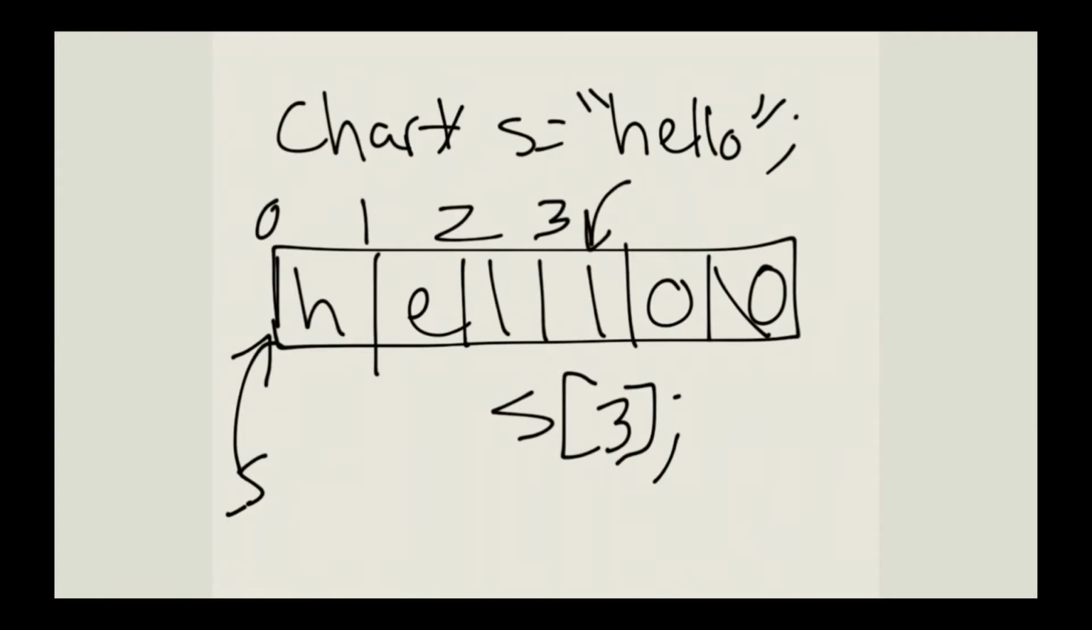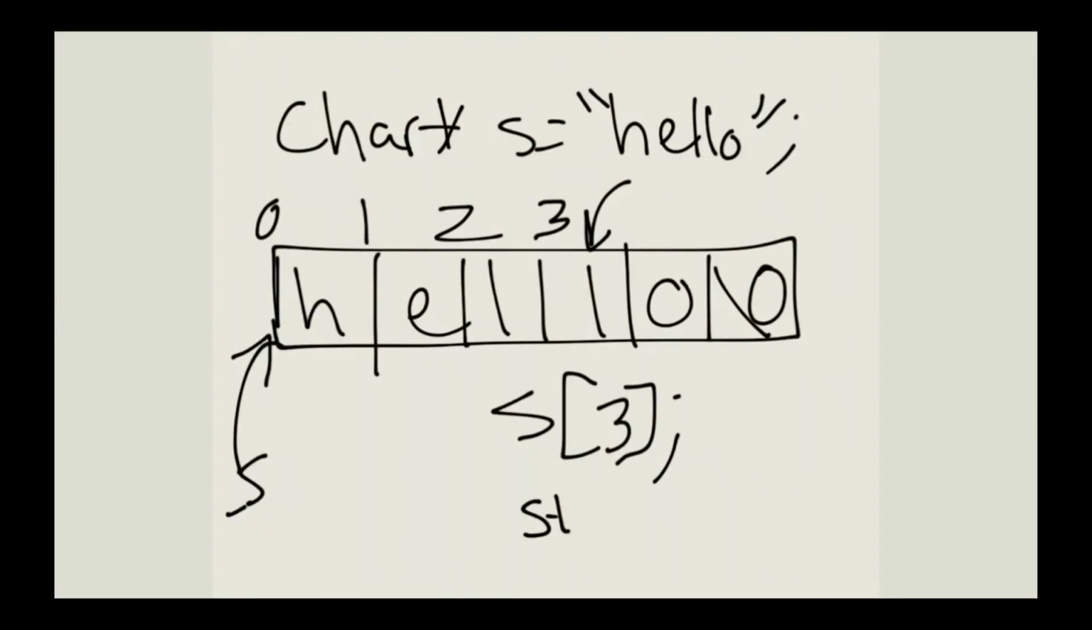And we could reach the same value by doing s plus 3 in parentheses, and then star. So this is equivalent to star of s plus 3. And that is forever and always equivalent no matter what you do. You never need to use the bracket syntax. You can always use the star s plus 3 syntax. People just tend to like the bracket syntax though. So all arrays are actually just pointers.